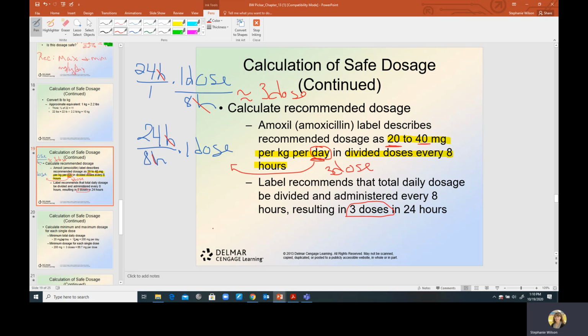So what I want to do next now is solve for the maximum and the minimum. I'm going to start with the minimum. So we got a patient who weighs 10 kilograms. I'm going to put it over 1, or you can use the formula method. And we got a minimum of 20 milligrams per kilogram per 3 doses.